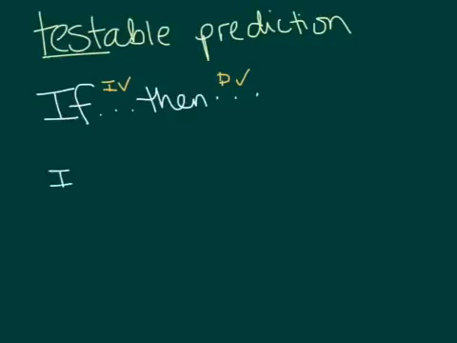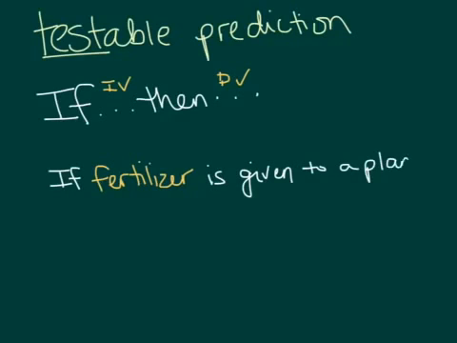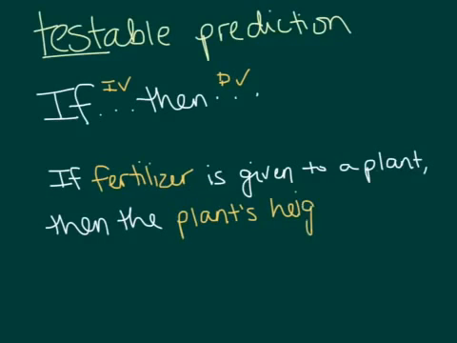video, we could say if fertilizer, right, because that was the independent variable, is given to a plant, then the plant's height will be taller. Maybe not the best worded hypothesis, but you get the idea.